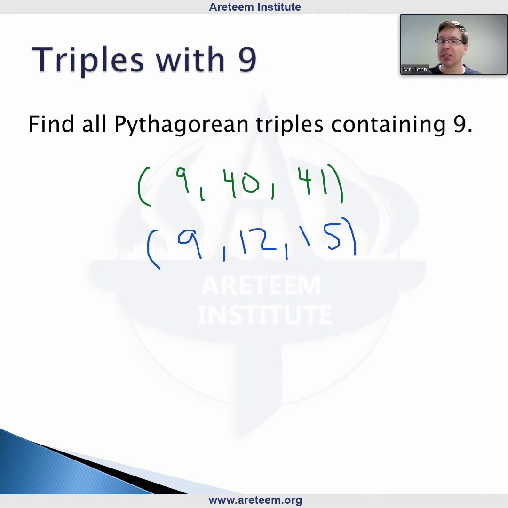So pick your favorite number, practice finding all the Pythagorean triples with that number, and see how you can do with that.